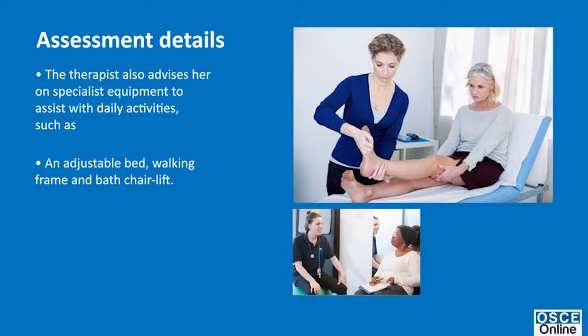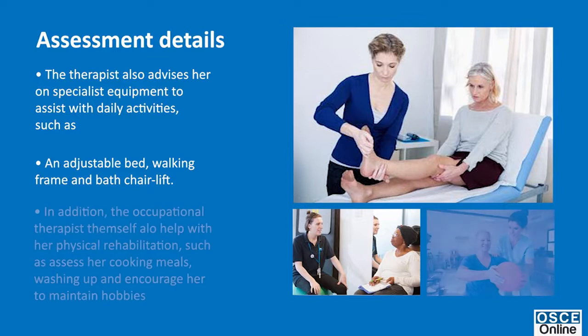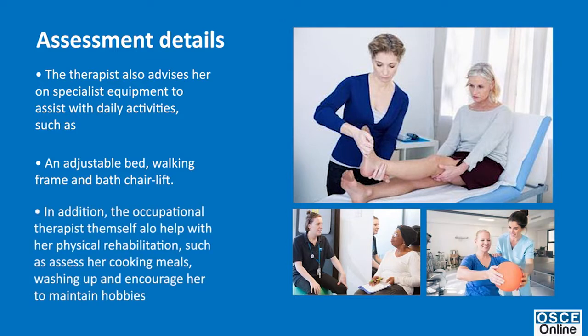The therapist also advises her on specialist equipment to assist with daily activities such as an adjustable bed, walking frame, and bath chairlift. In addition, the occupational therapists themselves also help with her physical rehabilitation, such as assessing her cooking meals, washing up, and encouraging her to maintain hobbies.